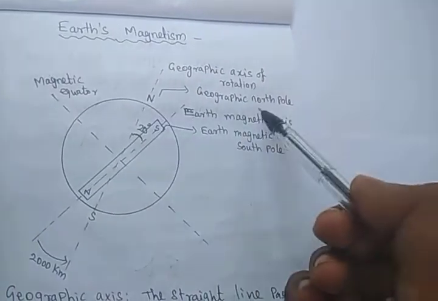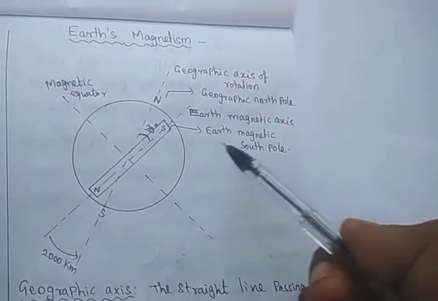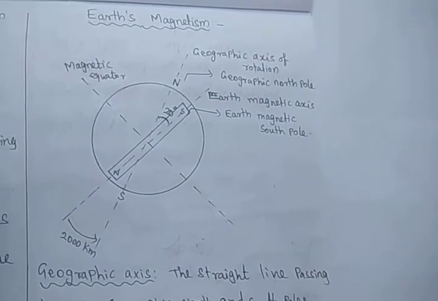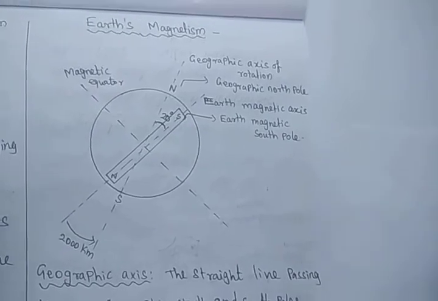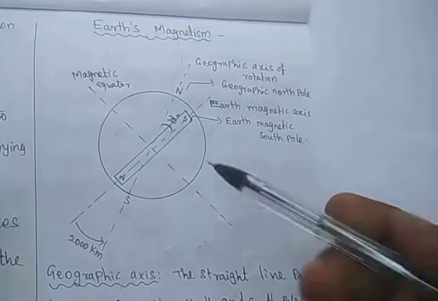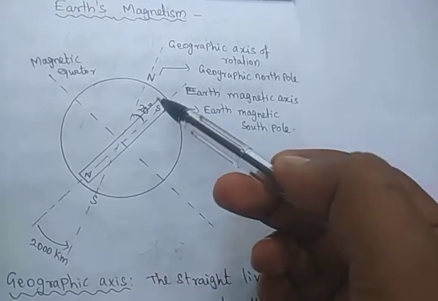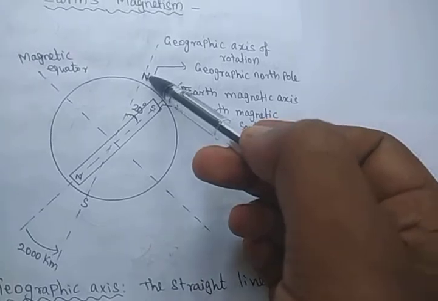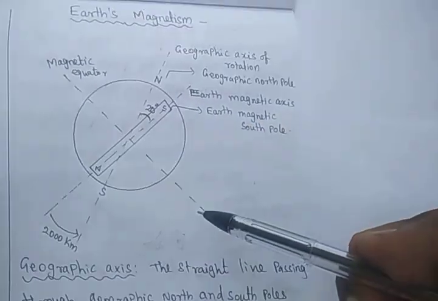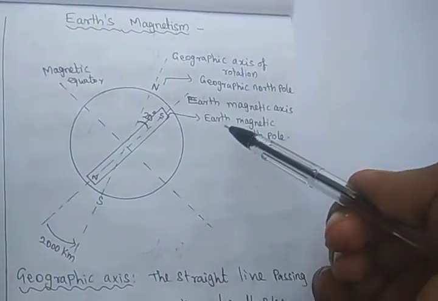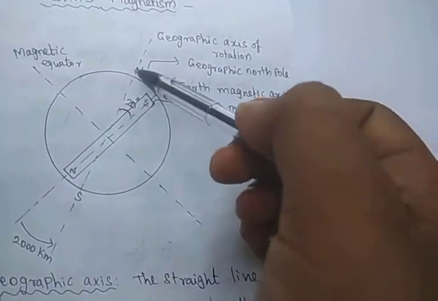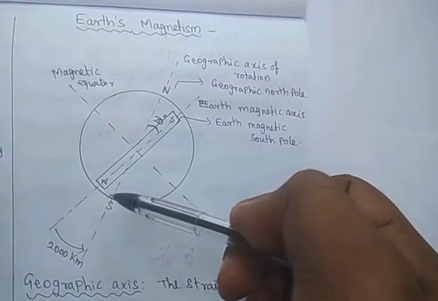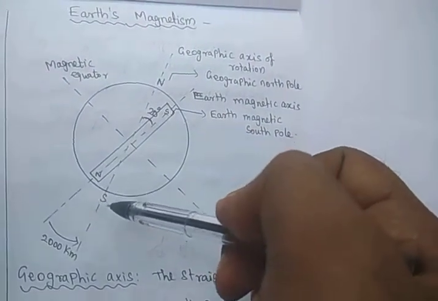So this is the geographic North Pole. This is the geographic South Pole. Earth possesses a magnetic property. So we assume that Earth has a gigantic bar magnet inside it. This is the size of the bar magnet. The Earth's bar magnet South Pole lies along the North Pole of the geographic axis. Earth's magnetic South Pole will be nearer to the geographic North Pole, and Earth's magnetic North Pole will be nearer to the geographic South Pole.